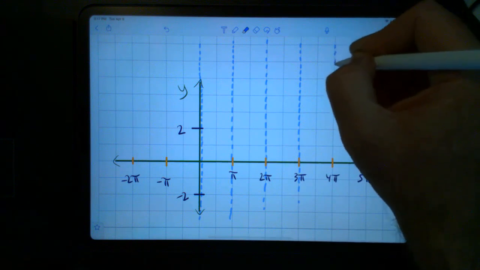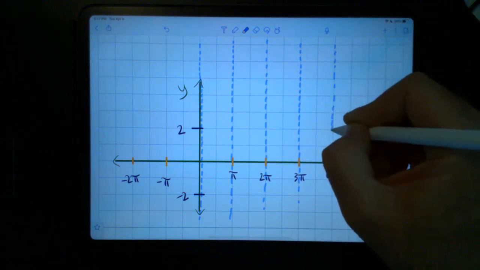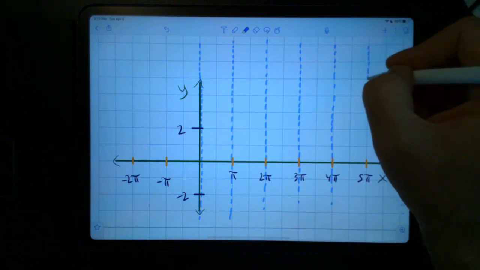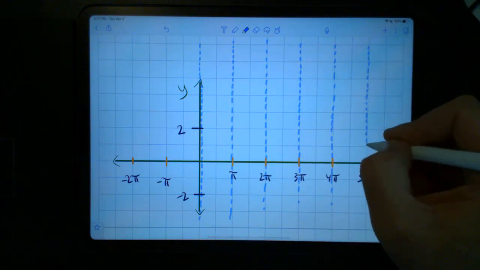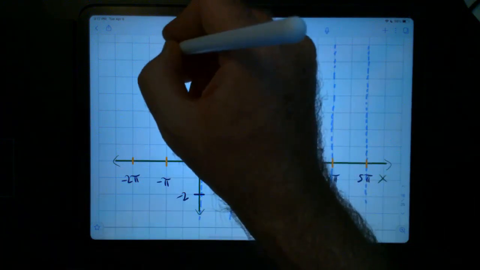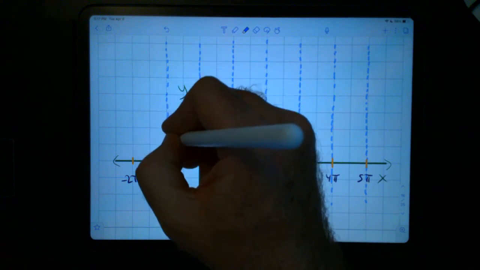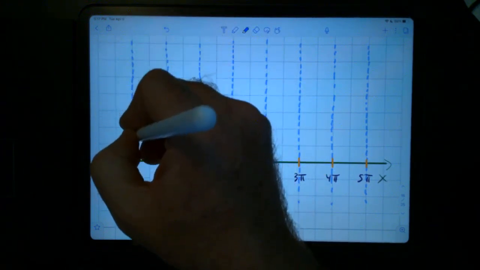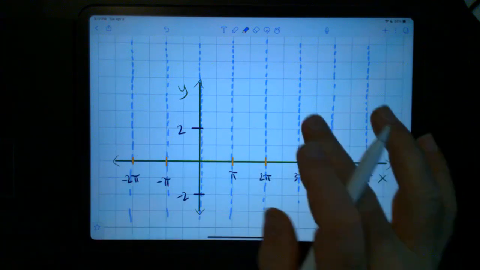So even though the period is 2 pi, for secant and cosecant, you will have twice as many amplitudes. How do I explain it? It's going to look like this. Okay.